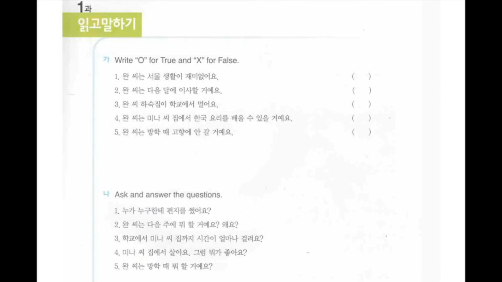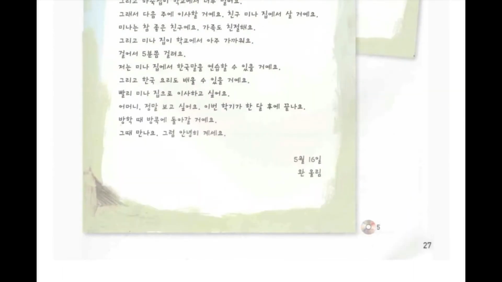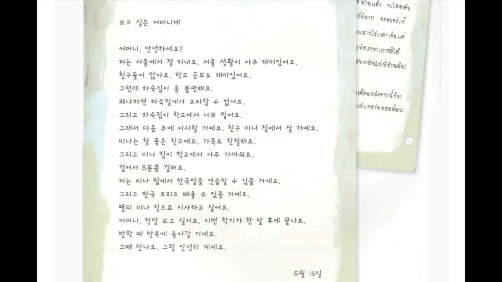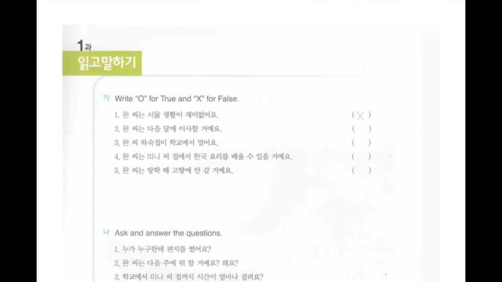Let's revisit these sentences and find the answer. 가 봅시다. 가. Number one. 완 씨는 서울 생활이 재미없어요. Is it true? False. He thinks Seoul life is such a fun. Number two. 완 씨는 다음 달에 이사할 거예요. Was it next month? We know he will move. Oh, it's here, isn't it? 다음 주에 이사할 거예요. So this is correct.